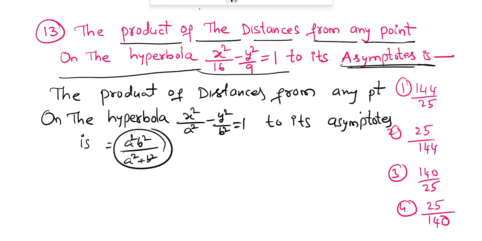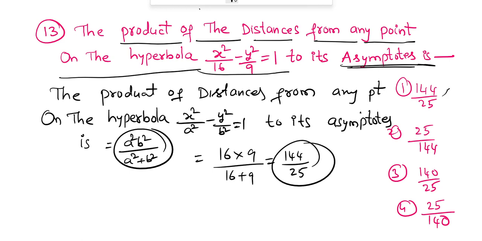This is the formula. Now substituting the a square and b square values in this equation, that is a square is 16 into b square 9, by 16 plus 9, that is equal to 16 into 9, 144, by 16 plus 9, 25. For this, the first option is the correct answer.